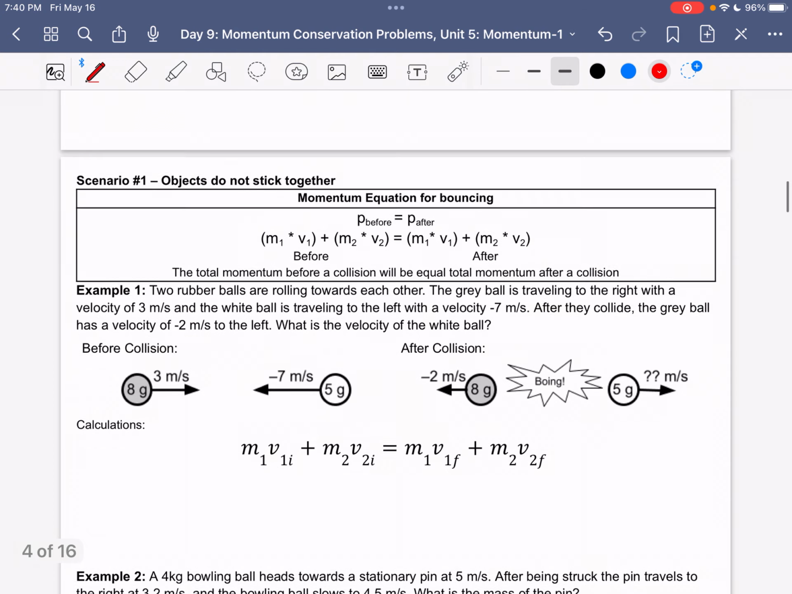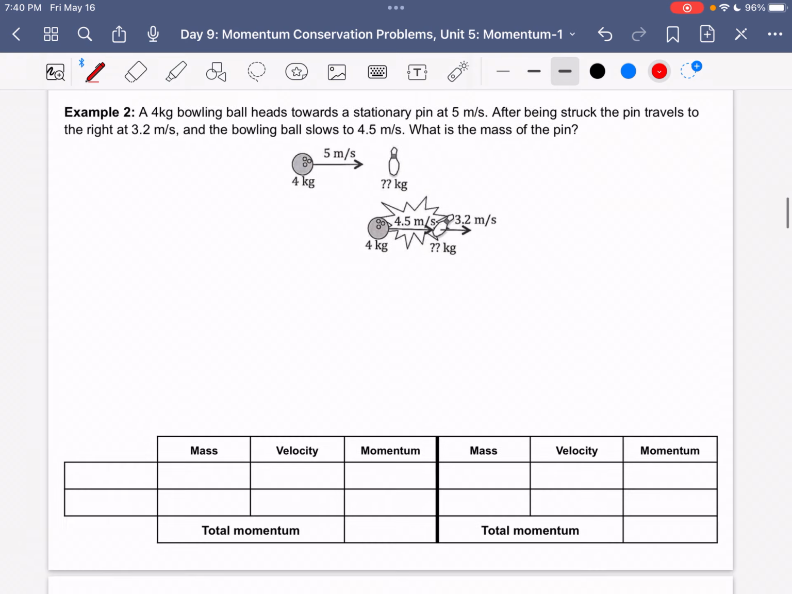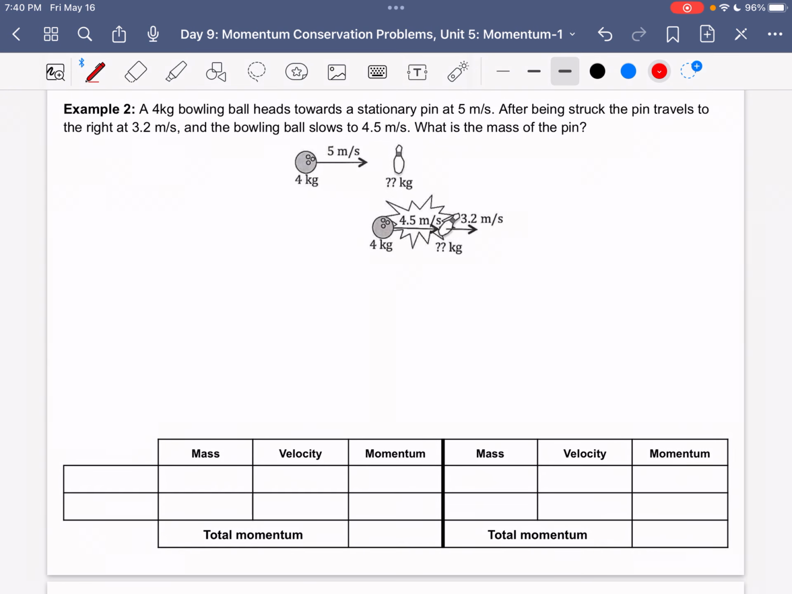So that was where we looked for the velocity, right? Now we're going to look for the mass. So it says a 4-kilogram bowling ball. Notice how it's in kilograms, so we don't need to convert it. And Mr. Sandoval gave you a nice handy dandy little chart that we can fill out.